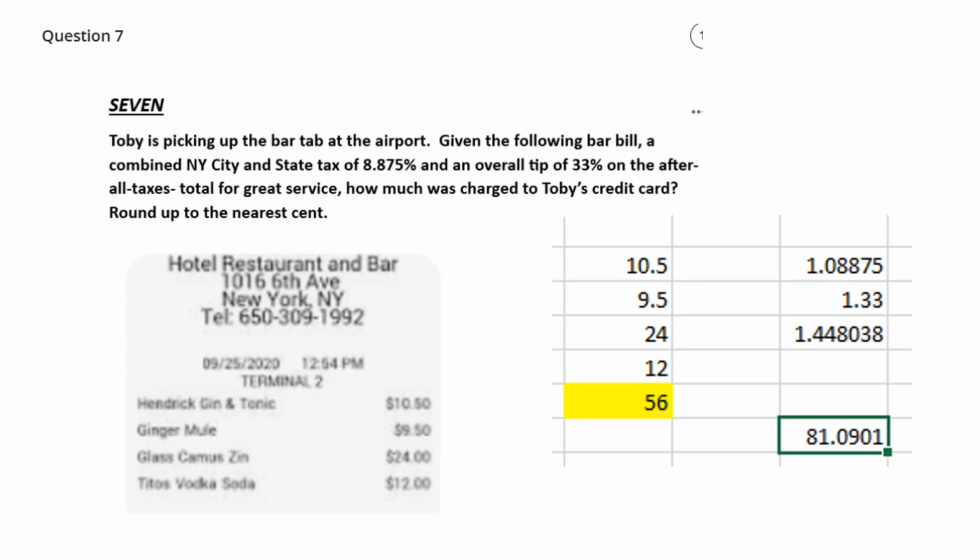Here Toby's picking up the bill. You add up the bill. For the liquor, it's $56. And then you have to multiply the taxes because you're doing one on top of the other. You get 1.448 and so on and so forth. So you take that multiplier times the 56 and you get 81.09, or you could have rounded, I suppose, to 81.10.